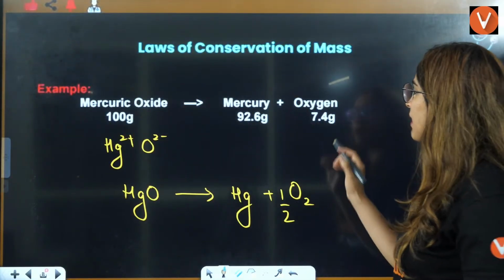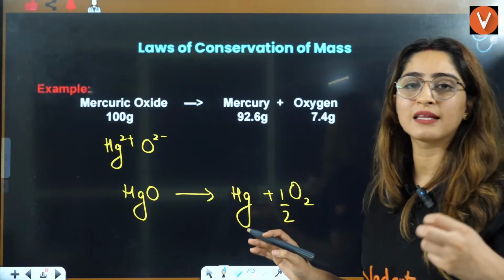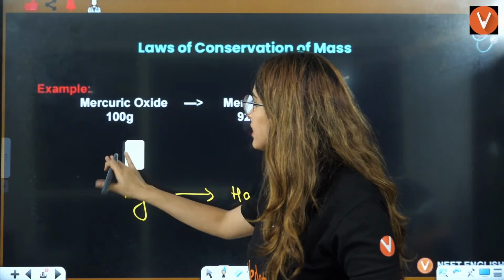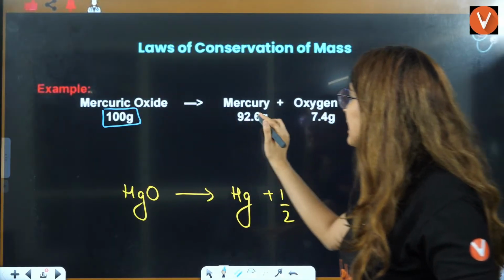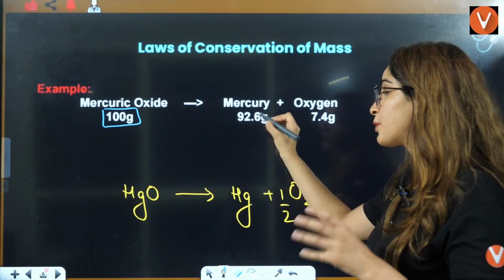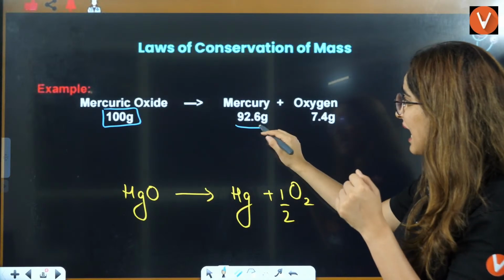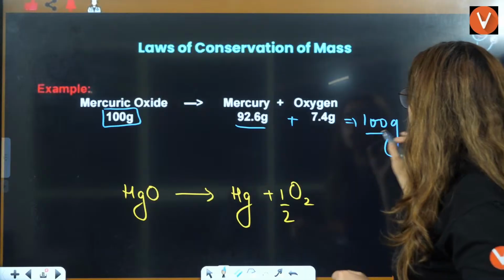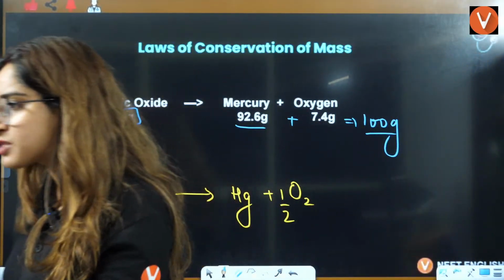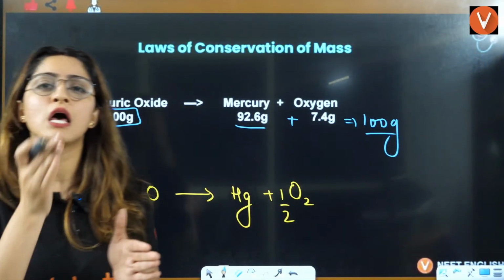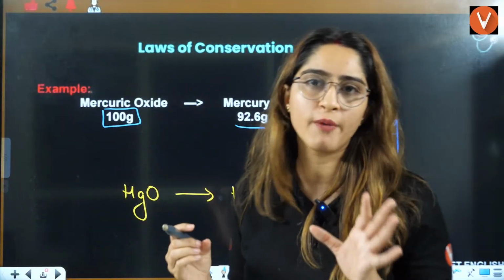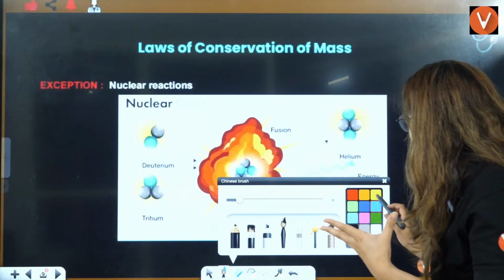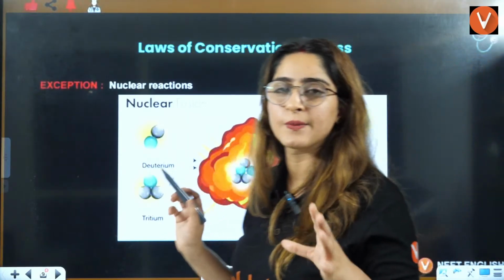If you see that, ma'am, how come we can say that the law of conservation of mass is applied here? If you see this here, this is 100 gram, right? The products are going to be 92.6 plus this, which is nothing but 100 gram only. So the mass of the reactants is equal to the mass of the products. That means it follows the law of conservation of mass, right? Okay. Now there is an exception also in this case, right?